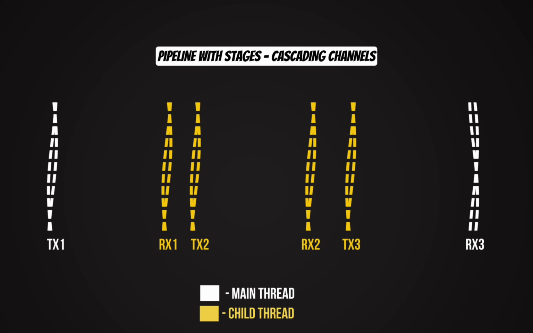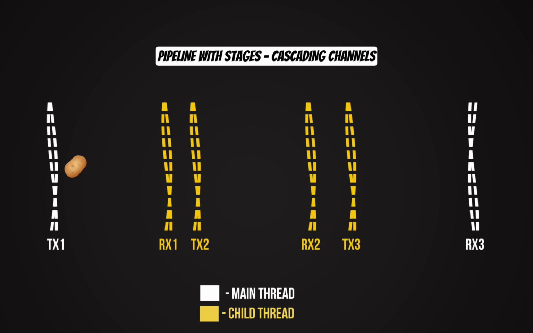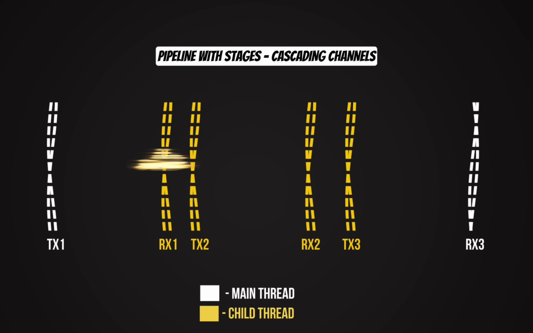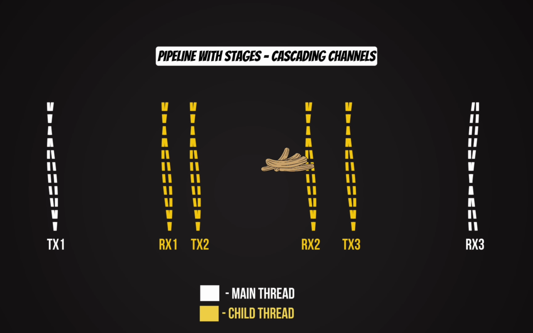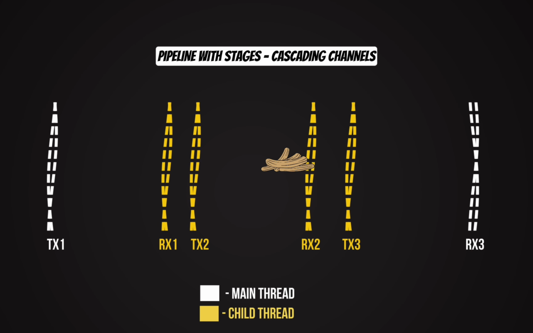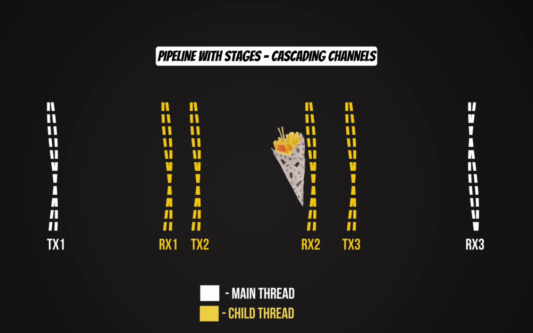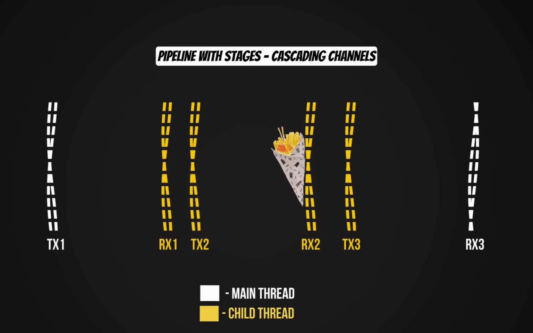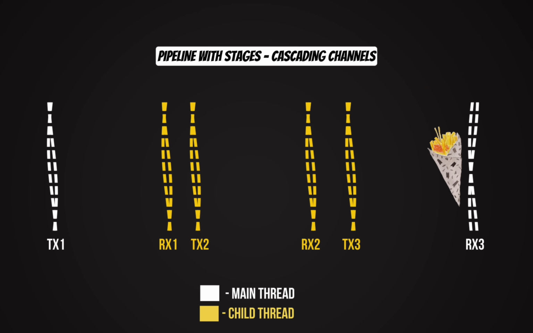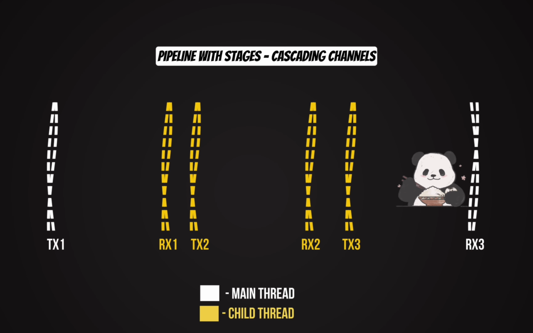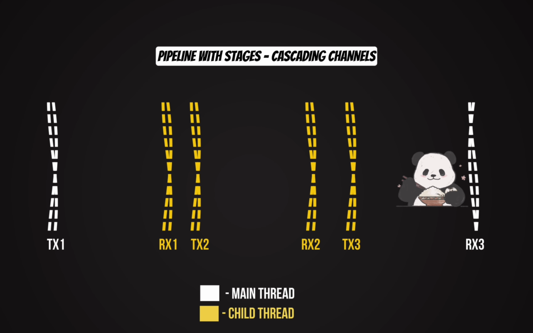Here is how these three channels work in tandem. The first channel receives batches of potatoes, and they are transformed into wedges and sent as the input to the second channel. And the second channel takes these wedges and transforms them into French fries and sends them as input to the third channel. And on the third channel, we just print the final result. That's it.